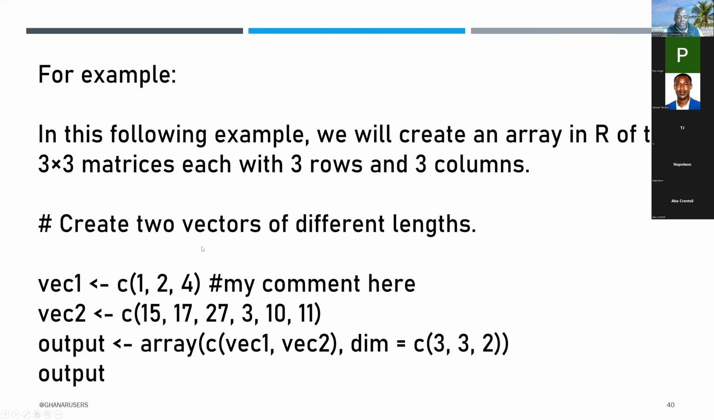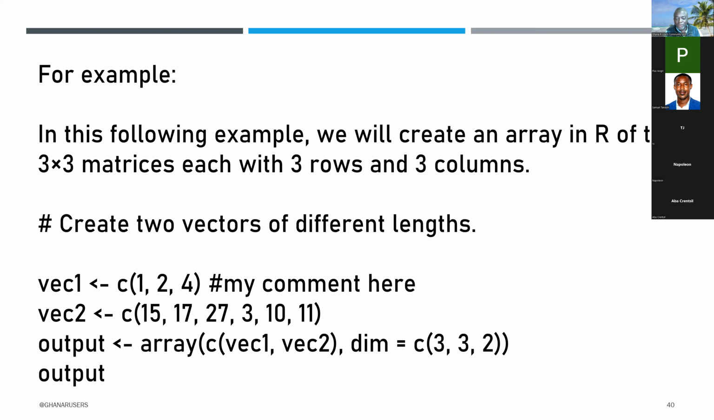So let us create 2 vectors of different lengths. The first vector, vector 1, has 1, 2, 3 elements. Vector 2 has 1, 2, 3, 4, 5, 6 elements. Now, even though they have different lengths, we can combine them. If you have a data frame, you can't easily combine your data like that. So the best way to combine objects with different lengths would be to use an array.